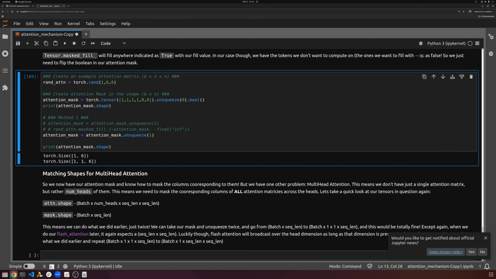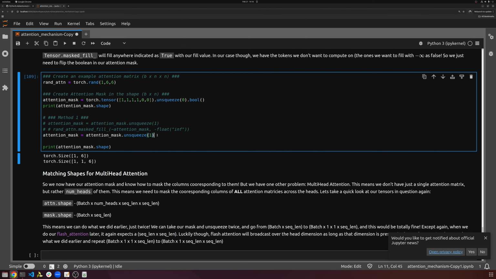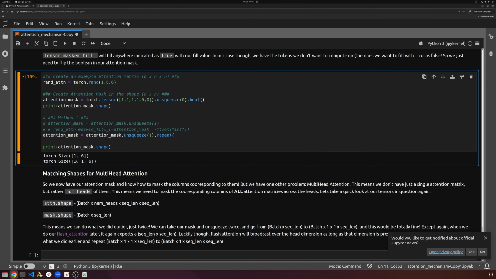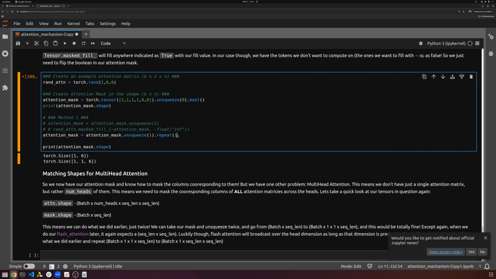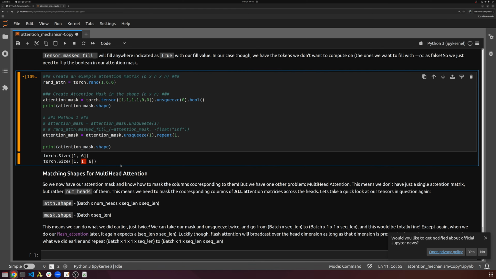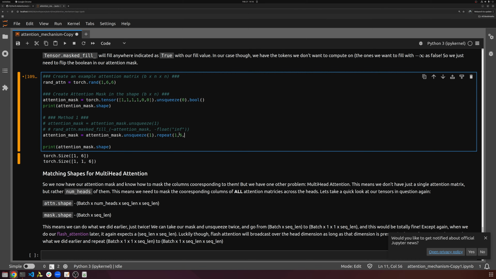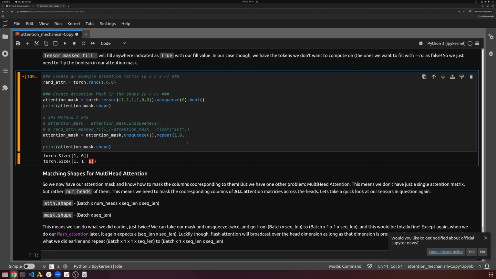So there we go. We have a 1 by 1 by 6 right here. And then we're just going to repeat this 6 times. So we're going to do dot repeat. We're going to repeat the first dimension 1 time because we don't need to change it. We're going to repeat the second dimension 6 times because we want 6 copies of it. And then we're going to repeat the last dimension 1 time because we don't want to change it again.